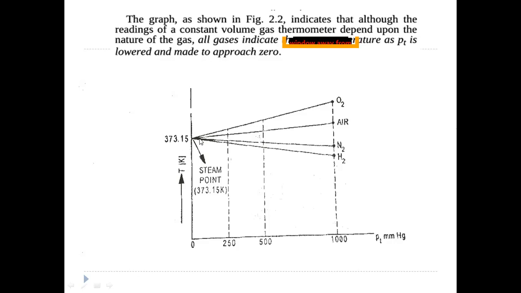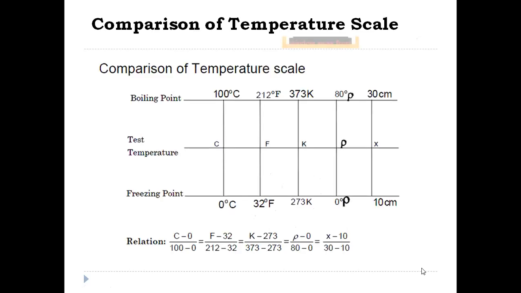If the same tests are carried out with a constant pressure gas thermometer also, that means if you take the first reading for 1000 mm of Hg, the second for 500 mm of Hg and the third for 250 mm of Hg, then we will get the same plot. So this is about ideal gas temperature, and if we compare all the temperature scales here, this is the boiling point and this is the freezing point.